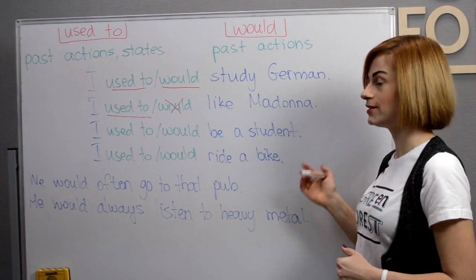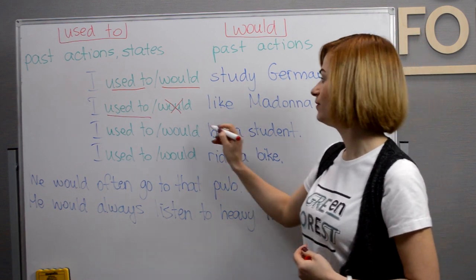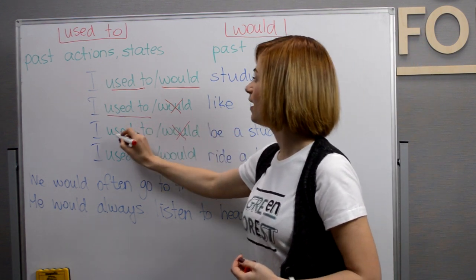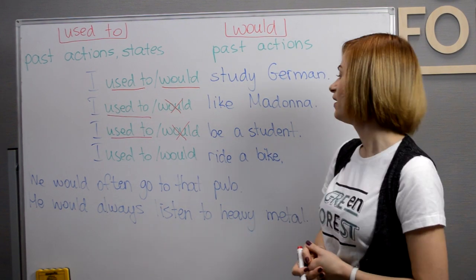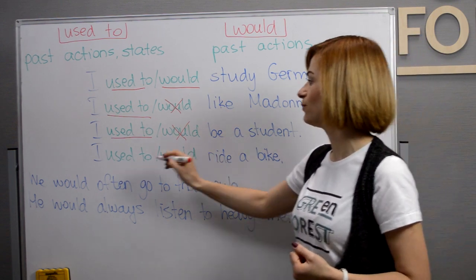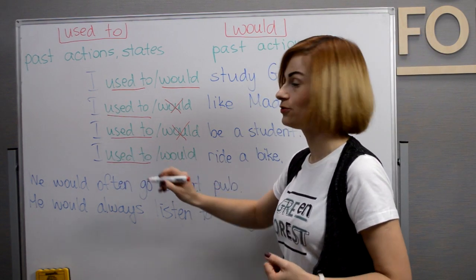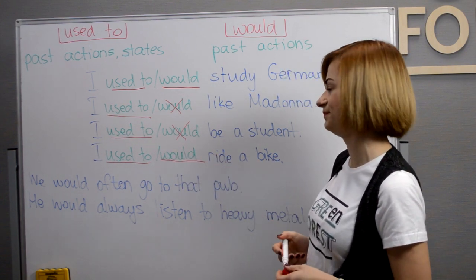Be a student. What about be? Yes, be is a state verb. So, the same. I used to be a student. Only one option. Ride a bike. Yes, ride is very active. That's why I used to ride a bike or I would ride a bike.